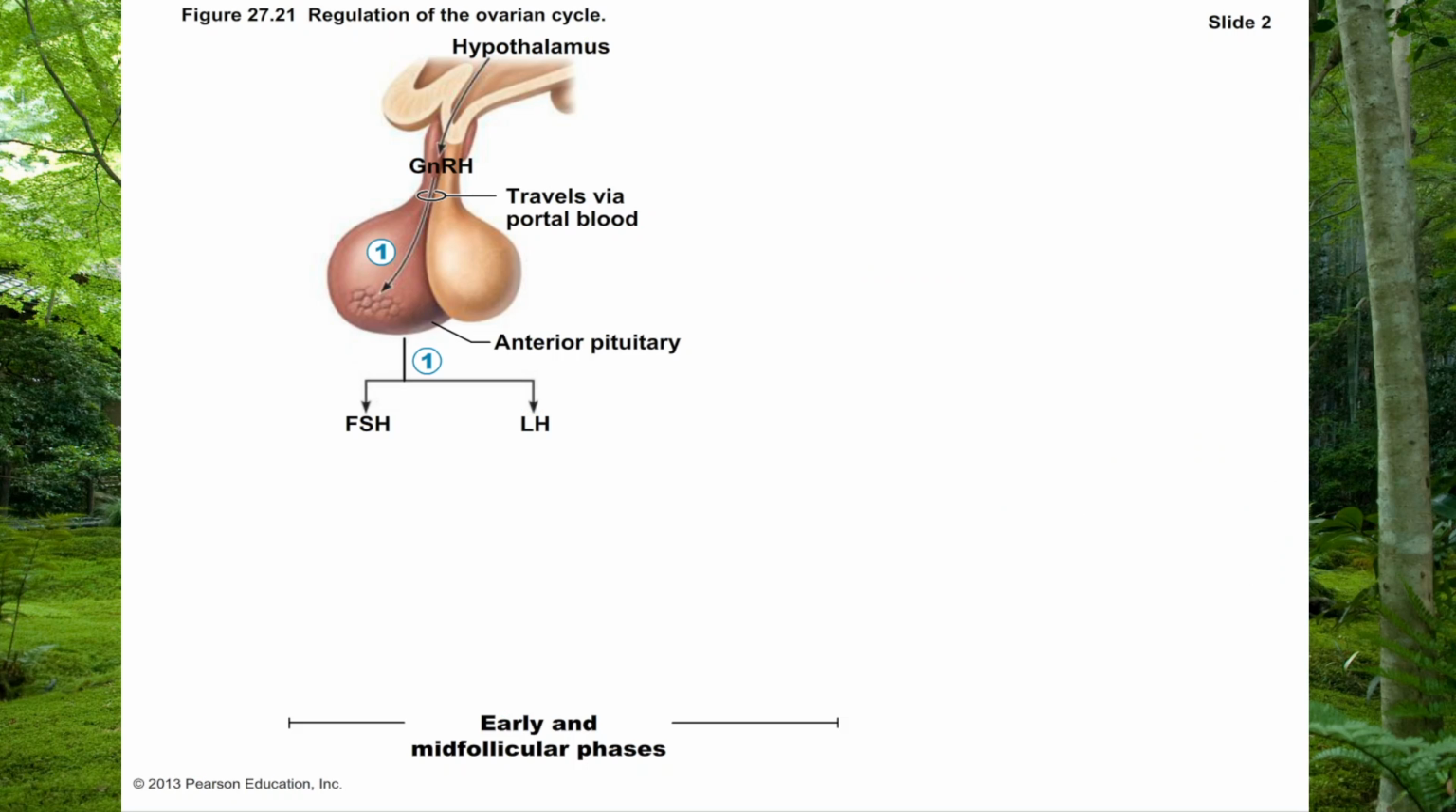So now that we've had this overview of the ovarian cycle, let's take another run through the hormonal axis that controls both the ovaries and eventually the uterus. So first we're going to start with the hypothalamus. Remember, the hypothalamus controls the gonads through secretion of GnRH, which stands for gonadotropin-releasing hormone. This GnRH travels to the anterior pituitary and stimulates the production of FSH, follicle-stimulating hormone, and LH, luteinizing hormone.